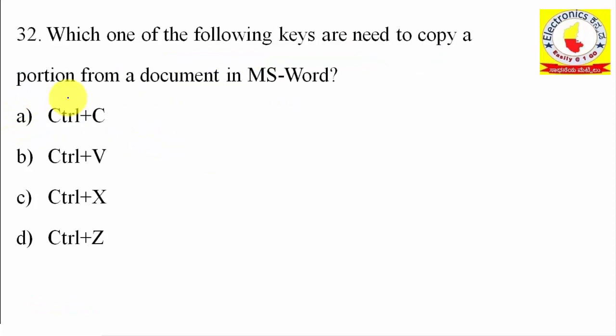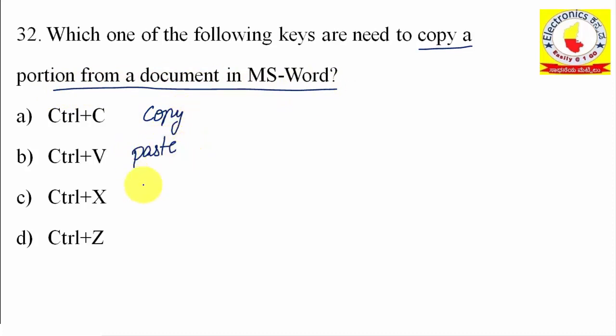Which one of the following keys are needed to copy a portion from a document in MS Word? Control plus C is for copy. Control plus V is for paste. Control plus X is for cut. Control plus Z is for undo.